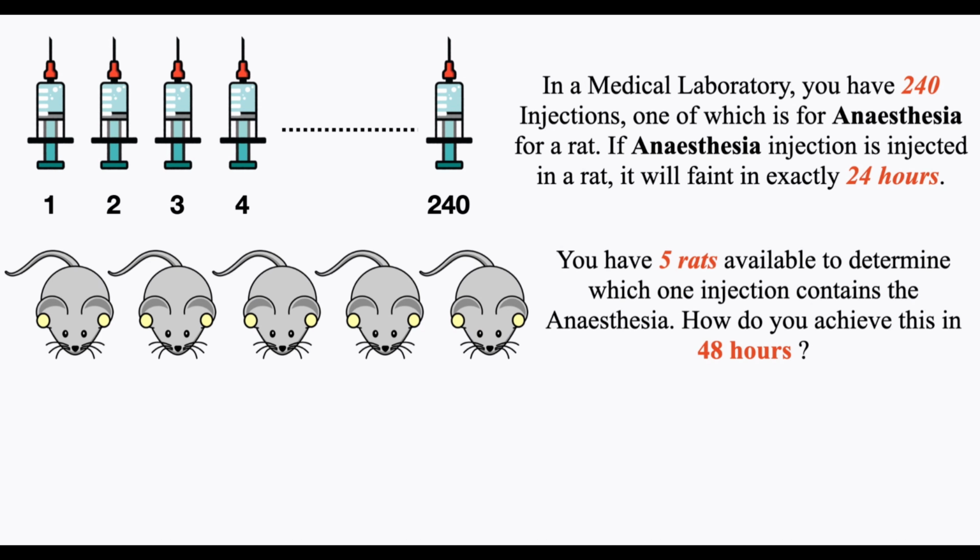To simplify this puzzle, according to this puzzle, you have 5 rats and 240 injections. Any small dosage of anesthesia takes around 24 hours to be effective on a rat. Given the nature of anesthesia, effectiveness refers to its tendency to make the rat faint. Thus, any dosage of this anesthesia should make them faint in approximately 24 hours. As the rest of the 239 injections show no effect, how will you find that particular injection which has anesthesia in it using the 5 rats you have within a period of 48 hours, that is in 2 days?